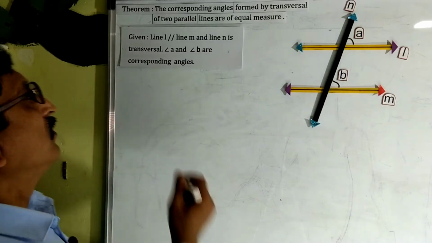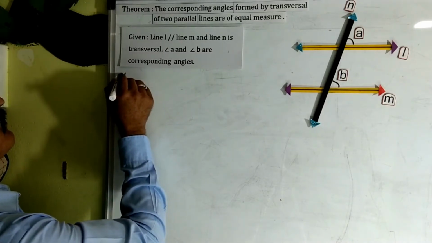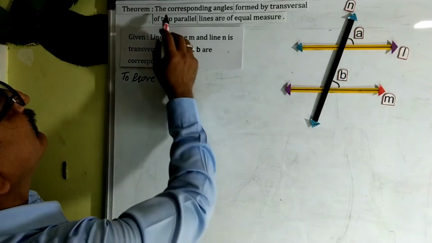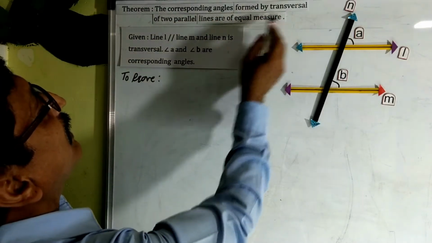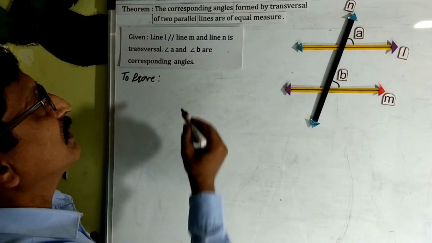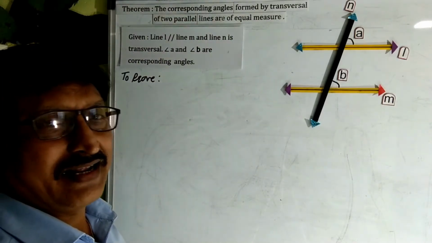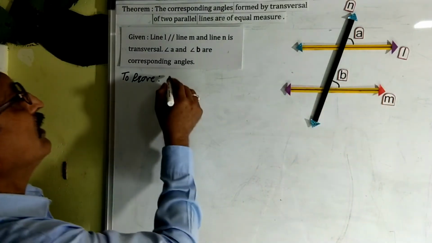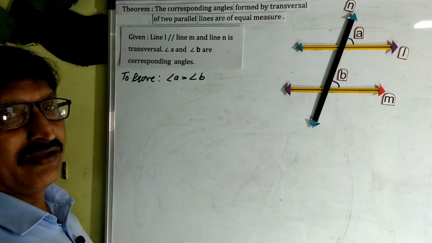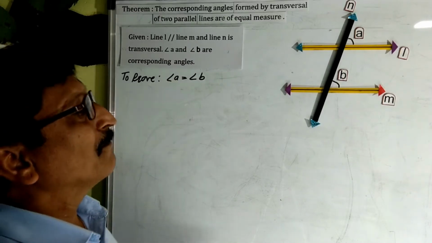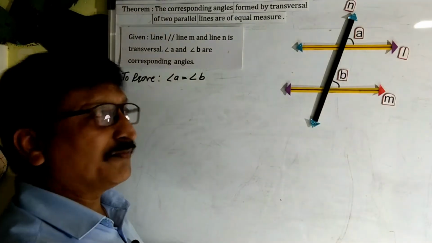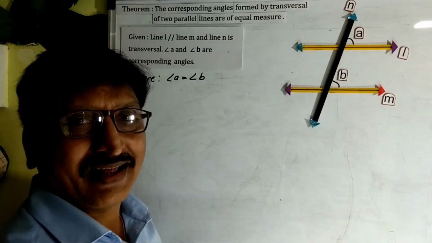Now what do you have to prove? See here, corresponding angles formed by a transversal of two parallel lines are of equal measure. That means you have to show that corresponding angles are of equal measure, that is, angle A is equal to angle B. What do you need here? This angle A and B are corresponding angles, but are they related with another angle here?